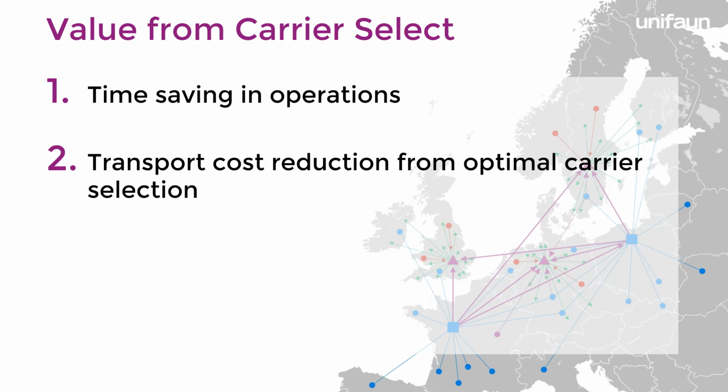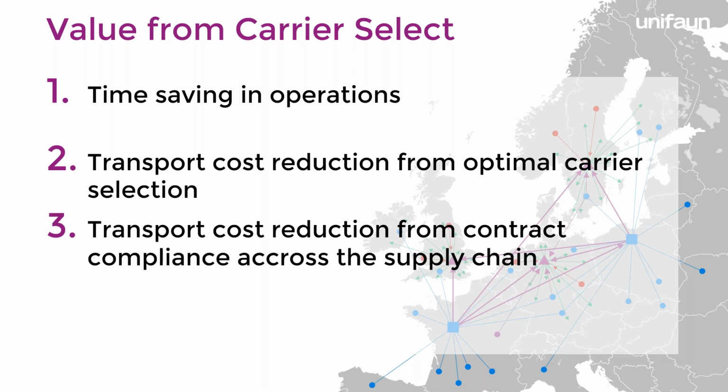And it's also, of course, very bad for your carriers. At first, they are happy, they have invested in a tender process, they have won, but they don't actually get the volume. So nobody is happy with the unsuccessful implementation. And this ties in then to point number 3, that by really making sure that you have contract compliance across your supply chain, you can further reduce your transport costs. So whenever you do a change, you can use Carrier Select to make sure this change is really implemented and gives you benefit.